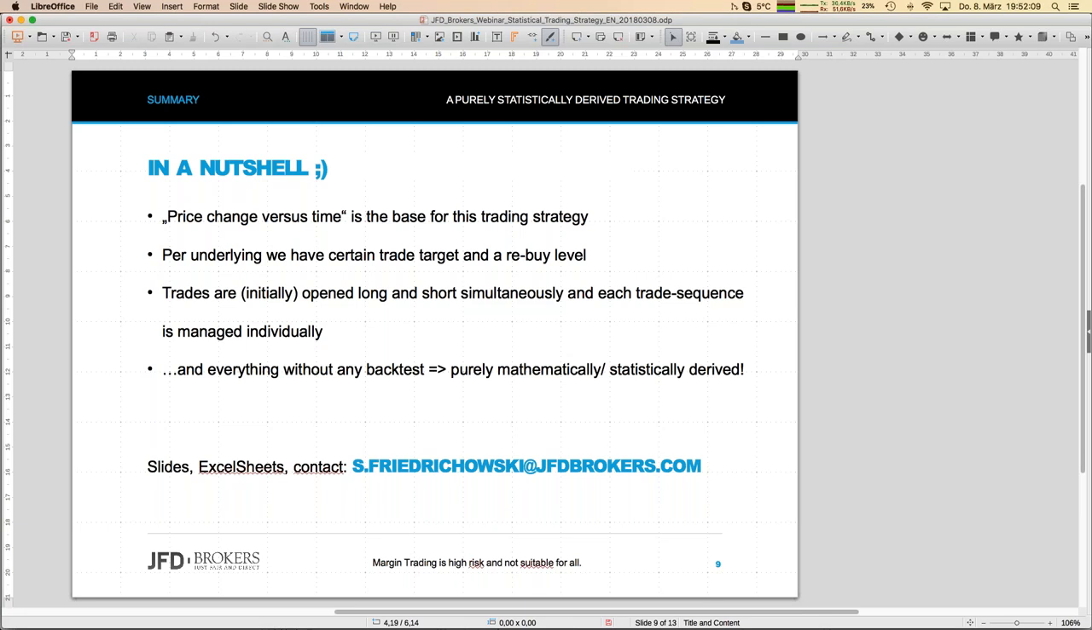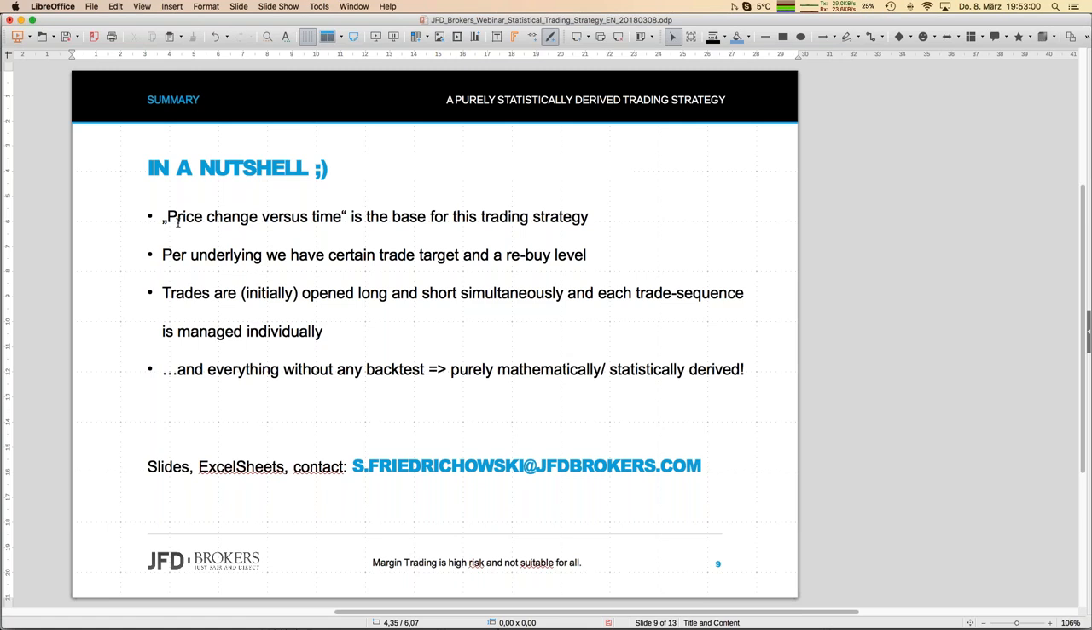So, in a nutshell, we know the price change versus time is something close to square root, and that's the base for that strategy. We know which underlyings move strongest: DAX, gold, Japanese yen. Those are the ones which move stronger than any other. And now we calculate the take profit level out of the costs. And we calculate the rebuy levels exactly out of what we accept as a maximum loss within a typical maximum price change. Those two numbers, the 1,000 euro and the other, the 2%.